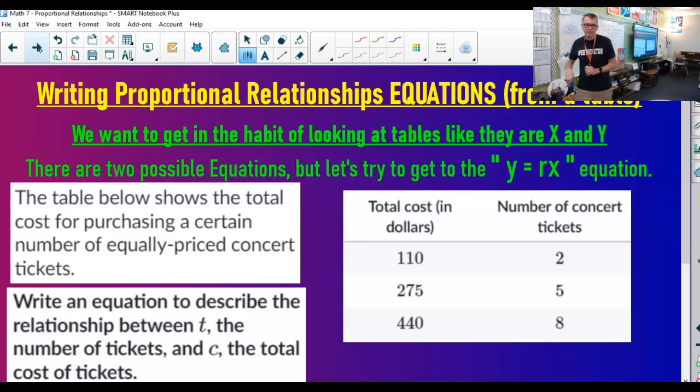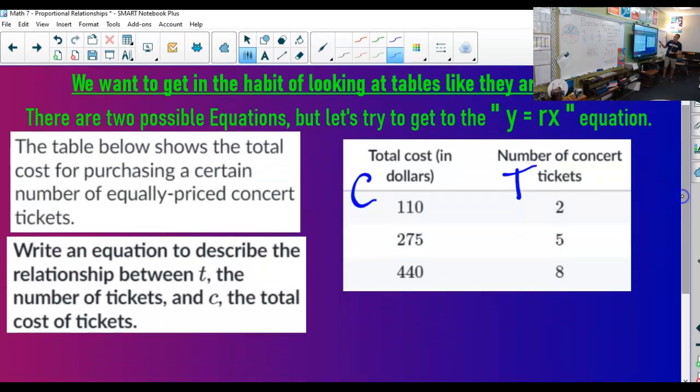Let's try this one. I want you to try to write a y equals equation for like concert tickets, right? So they say T for tickets and C for cost. So I want you to write the T equation. I know this one's tougher. And if you can't get there, you could write the C equation first and then flip.